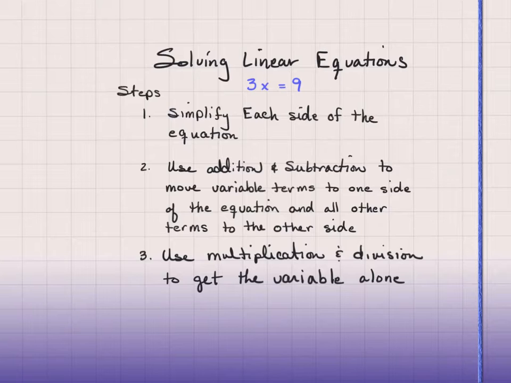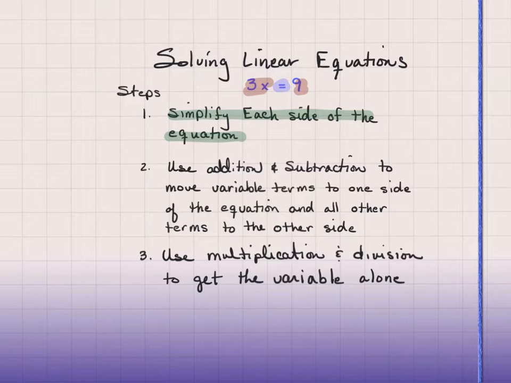Step number 1, equations. Okay, these have equal signs in them. There's two sides of an equation, your left side and your right side. And step 1 for solving linear equations is always simplify each side of the equation. So just clean up the left side like it was just an expression. Do whatever you can do to combine like terms, do any distributing. Then you do the same thing to the right-hand side. Collect like terms, do distributing. Okay, so that's step 1.